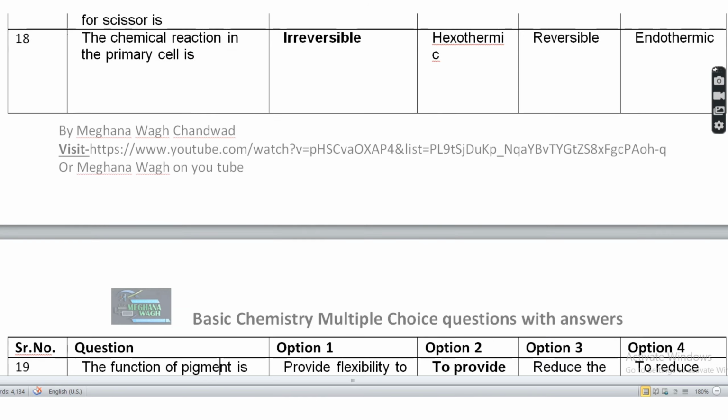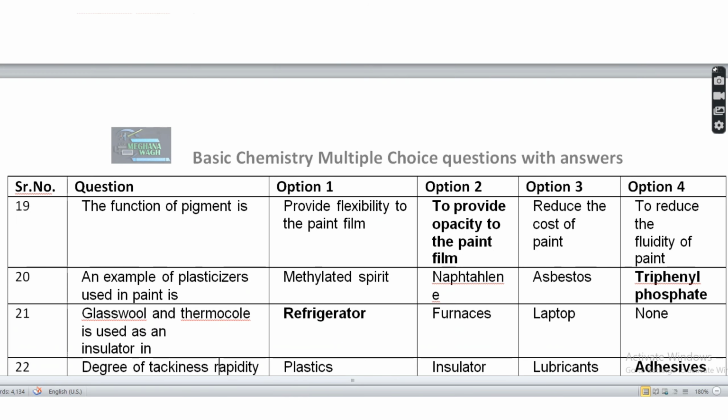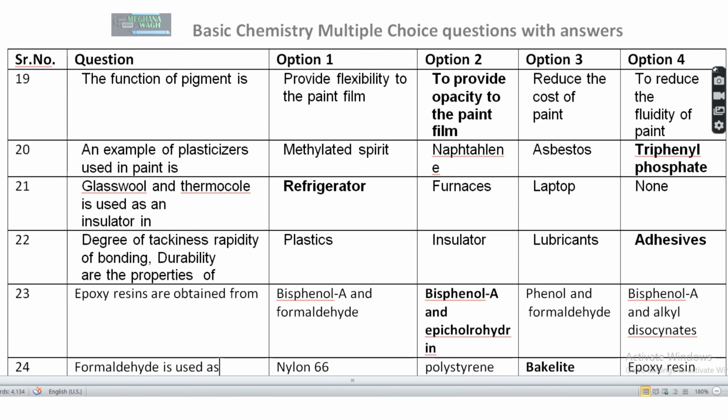Then question number 19: the function of pigment is to provide opacity to the paint film. The example of plasticizer used in paint is triphenyl phosphate. It is the plasticizer which is used in paint. Glass wool and thermocol are used as insulators in which of the following? They are used as insulators in a refrigerator.